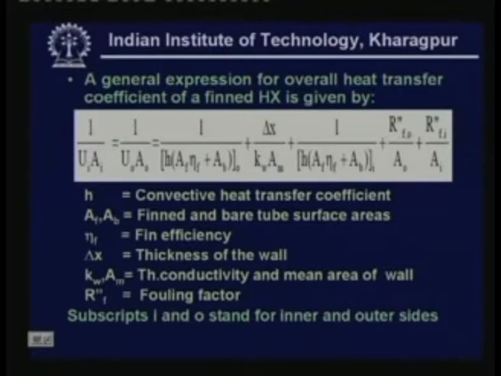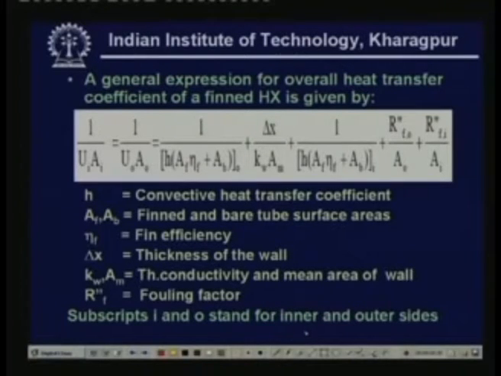Now a general expression for the overall heat transfer coefficient of a finned heat exchanger is given by this expression. As I have already explained to you, this is the overall heat transfer coefficient, that means UA. This depends upon your different resistances which are in series. So for any general heat exchanger there are 5 resistances here.